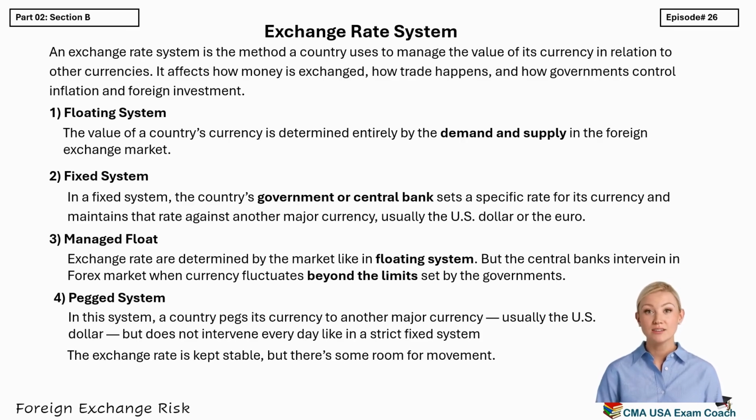So to summarize, a floating system is based on demand and supply. A fixed system is tightly controlled by the government. A managed float is a mix of both, mostly free but with occasional central bank action. And a pegged system links a country's currency to a stronger currency to gain stability.